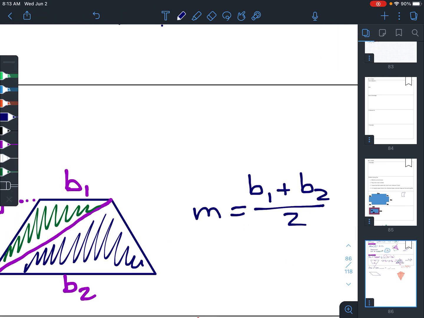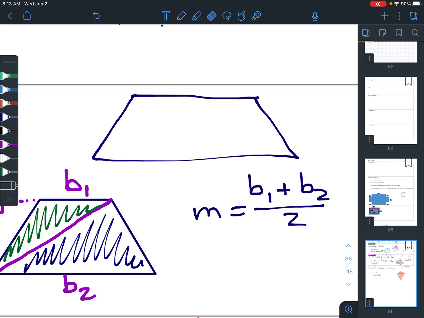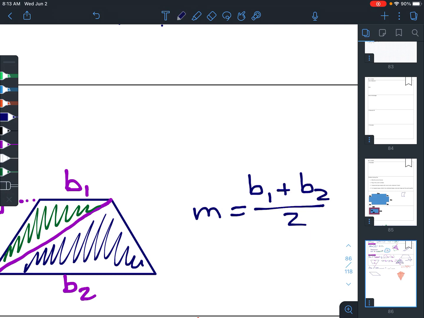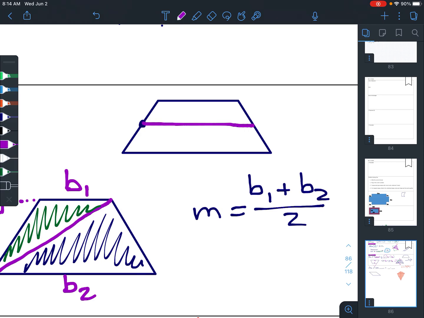Finally, there is one other way to think about a trapezoid besides 2 triangles. You can think of it as a median. Let's see. Find the median of the trapezoid. And the median of the trapezoid would be a line which goes from that leg to that leg of the trapezoid, specifically bisecting it in half.